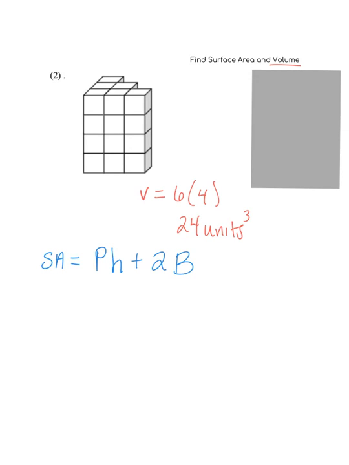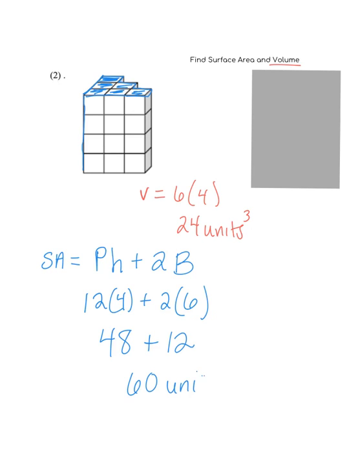I always think of perimeter of the base, and because I can't see the bottom, I'm going to use the top, which is still the base. I have perimeters 1, 2, 3, 4, 5, 6, 7, 8, 9, 10, 11, and 12. That's a perimeter around the base. So 12 times the true height of the shape, and the shape is 4 units tall, plus 2 times the area of the base, and the area is just 1 by 1 squares, so we have 1, 2, 3, 4, 5, and 6. All right, so we just have 48 plus 12, which is 60 units squared.